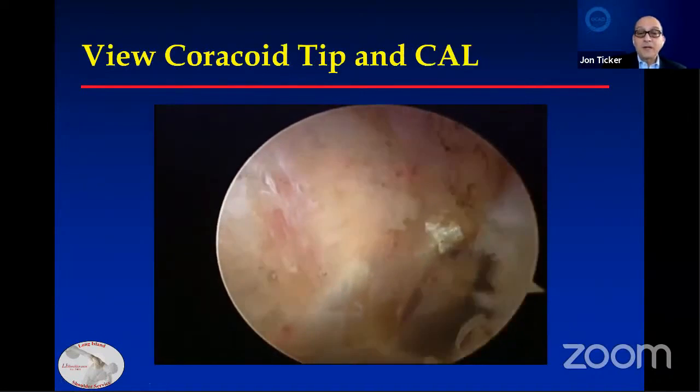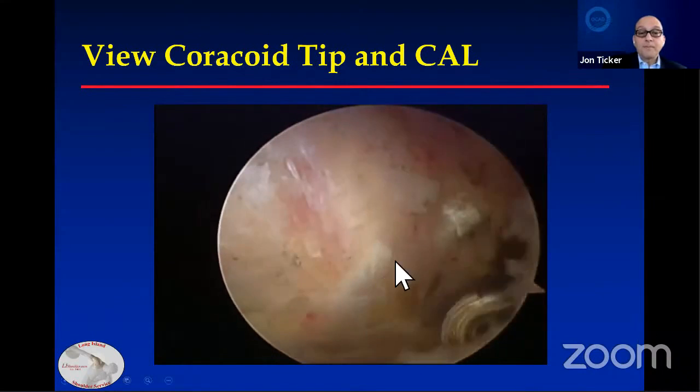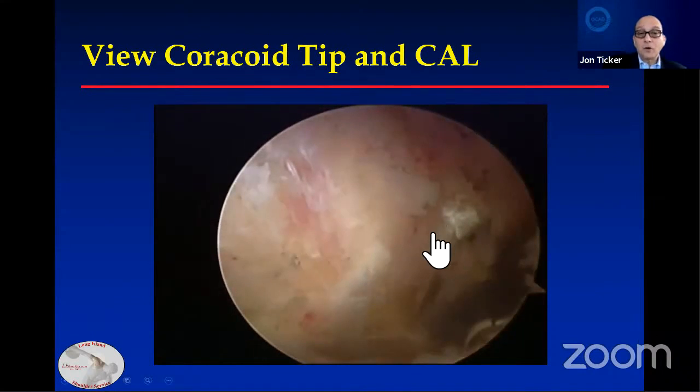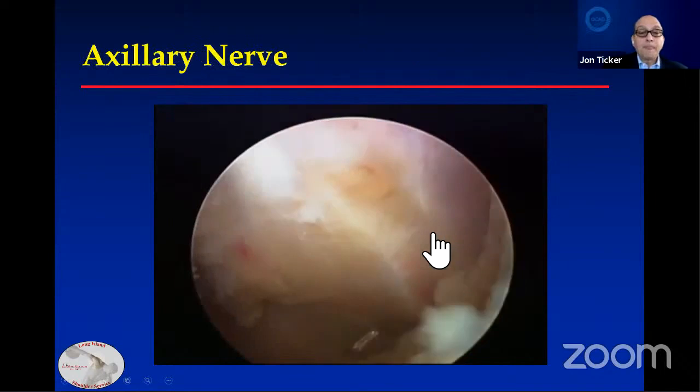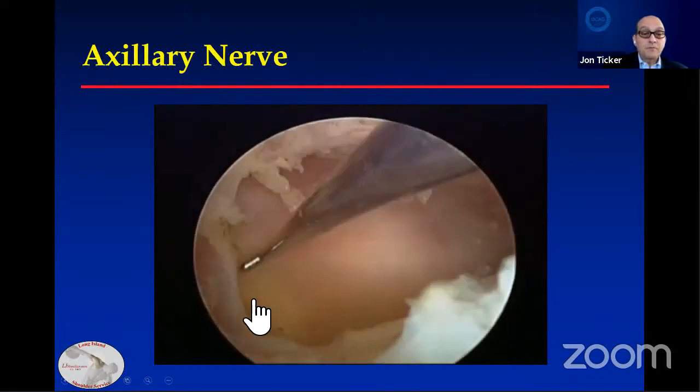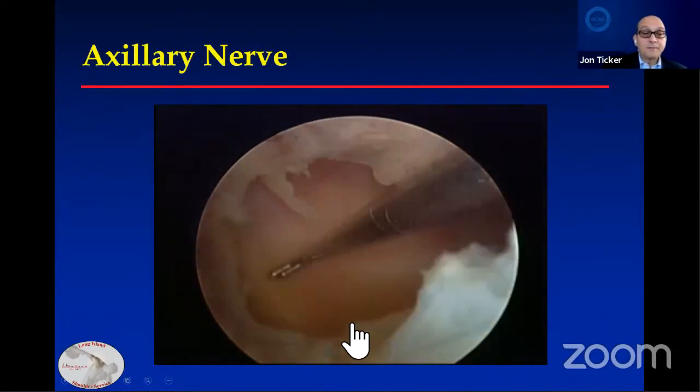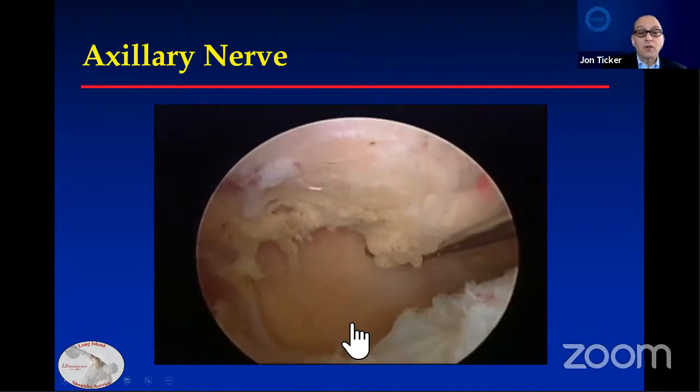So again, this is the area that I'm looking for. Here's the coracoid tip and the coracoacromial ligament. Sometimes you can identify the axillary nerve. You know it's there, don't go looking for it. This is the coracoid. We're looking more medially and inferiorly over the subscapularis.